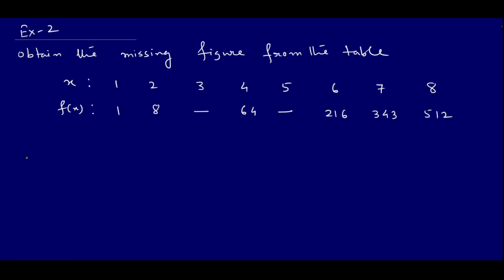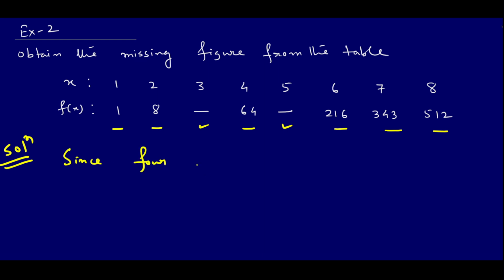See, in this particular example, how many missing terms are there? 1 and then 2. Two missing terms are there. Okay, then how many values are given? 1, 2, 3, 4, 5, and 6. So we'll write like this.